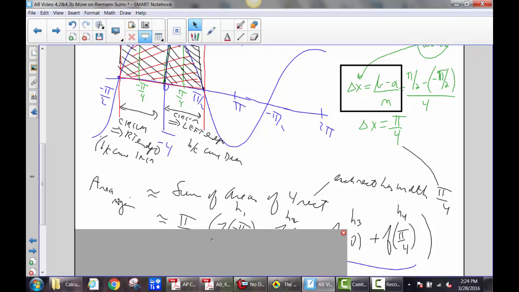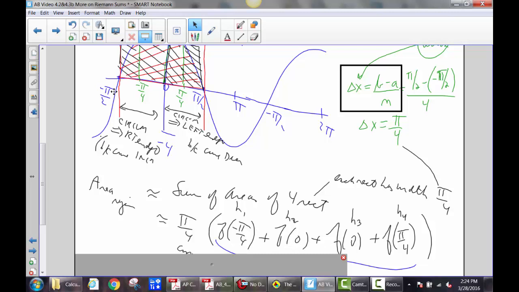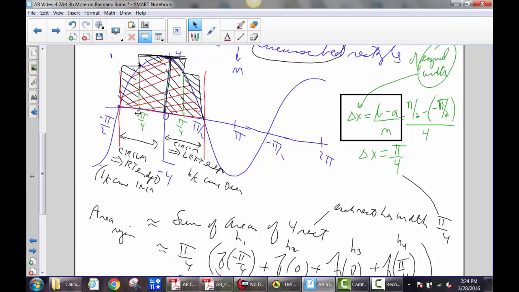Now, the area of the entire region is approximately equal to the sum of the areas of those 4 rectangles. Because they all have the same width, I'm just going to pull that width on the outside, and then times the height of the first rectangle, which is f of negative pi over 4, the height of the second rectangle, which is f of 0.